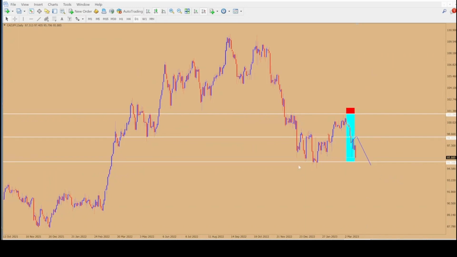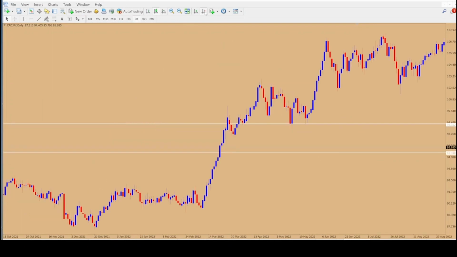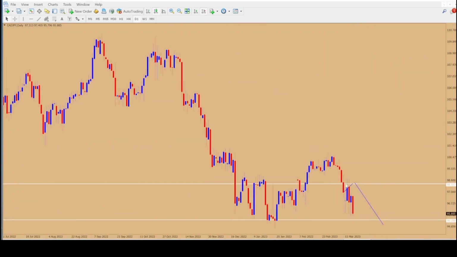So now for CADJPY, let me take these things away first. Okay, they refuse to go away. So we see the market actually did precisely what we expected. We predicted that the market was going to come into this area and then drop lower, and it did just that. So where's the market headed next?